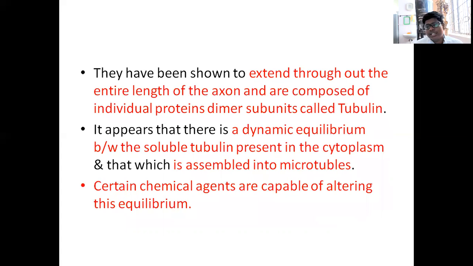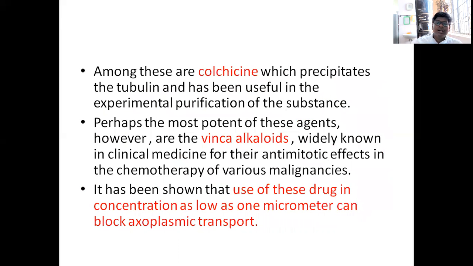They have been shown to extend throughout the entire length of the axon and are composed of individual protein dimers, subunits called tubulin. It appears that there is a dynamic equilibrium between the soluble tubulin present in the cytoplasm and that which is assembled into microtubules. Certain chemical agents are capable of altering this equilibrium. Among those is colchicine, which precipitates the tubulin and has been useful in experimental purification of the substance.